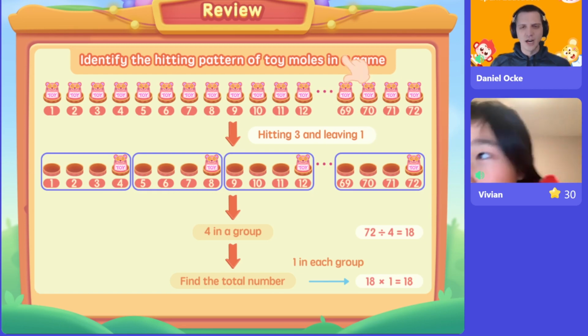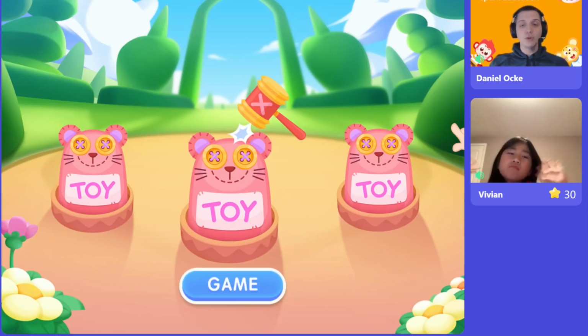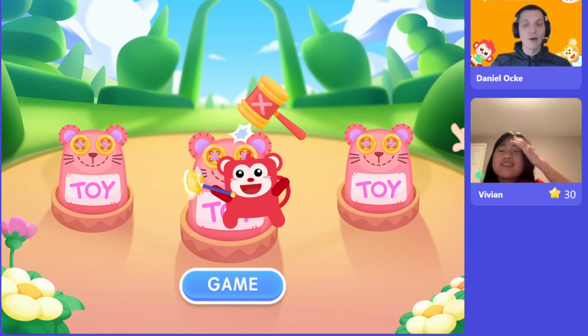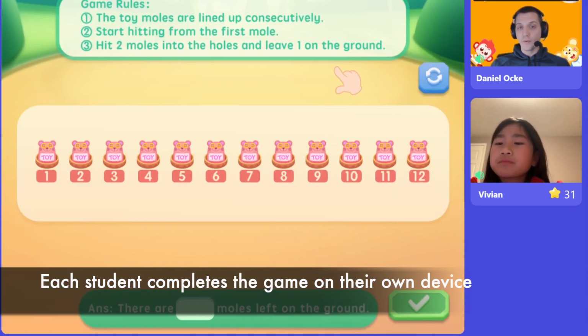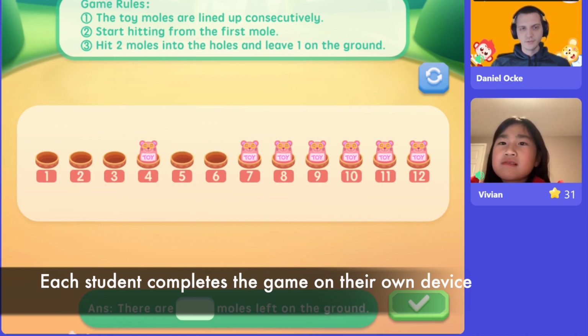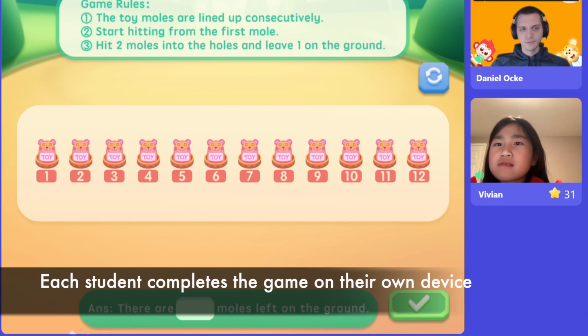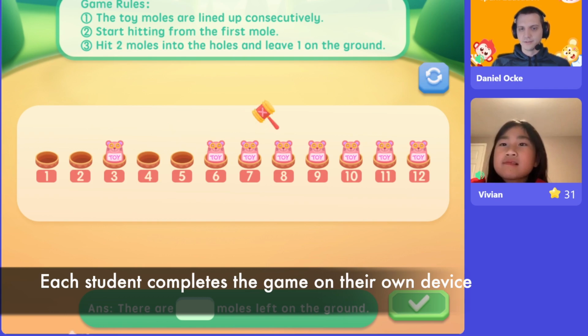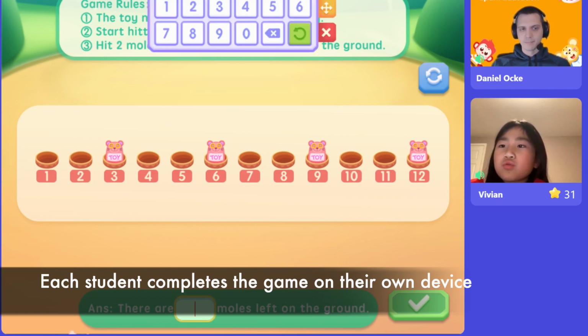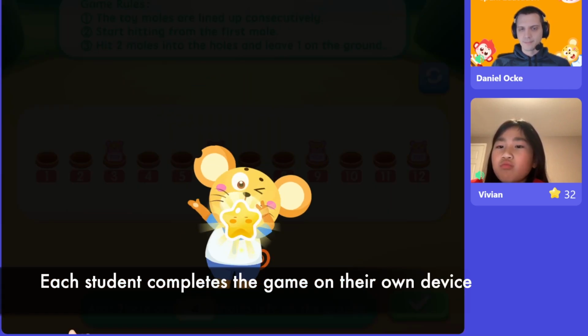So let's see if you guys can try some of these. Okay, I'm going to put you guys in practice mode. Click on the game button and see if you can follow the instructions. And now you guys get a chance to whack some of the moles. Well done.